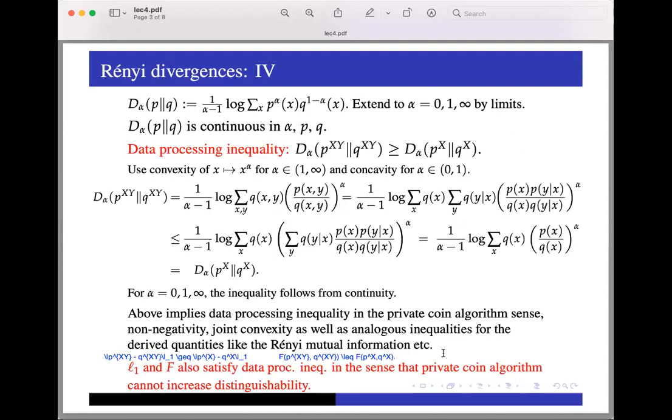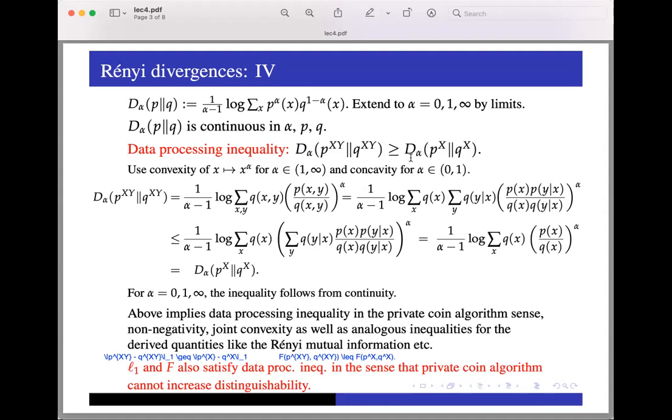Okay, let's move on in our study of Renyi divergences. An important property of Renyi divergences is the data processing inequality. Recall that long ago when we studied Shannon relative entropy, we spent some time proving the data processing inequality for Shannon entropy. And in this course, I like to take data processing inequality in this formulation. If I drop the register y, the distinguishability can only go down. In other words, the divergence goes down.